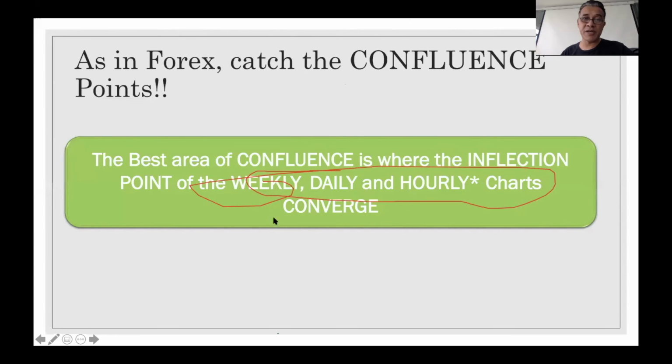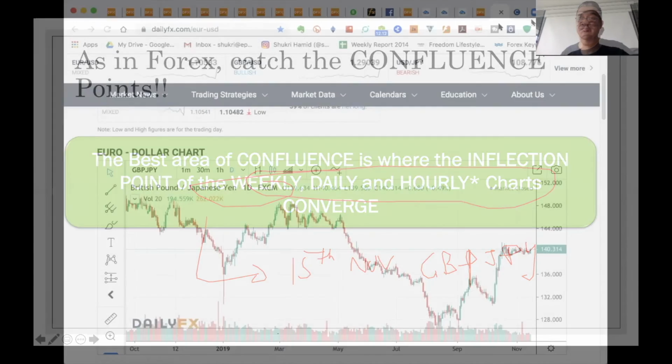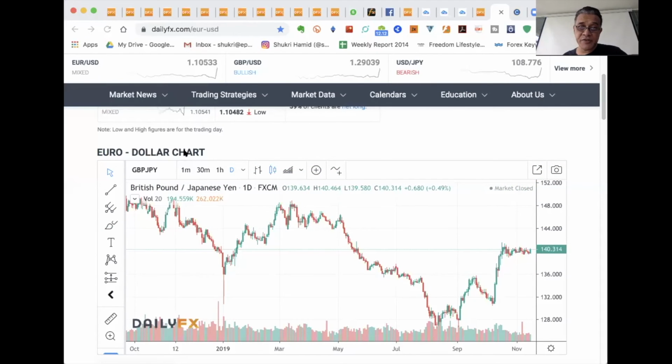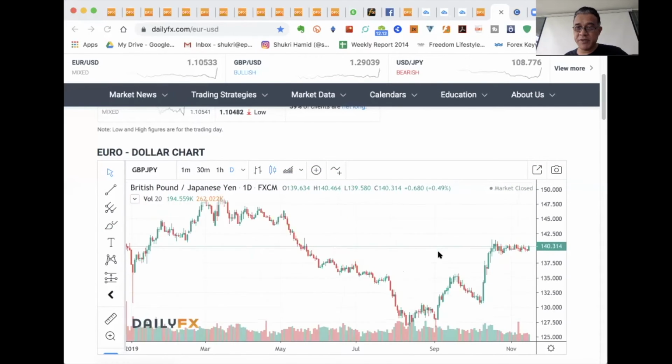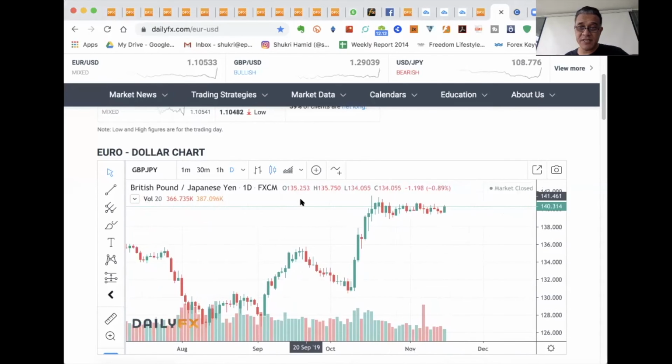I want to show you one example here that I found on the 15th of November. This is regarding GBPJPY, or the pound yen, just to show you how Mutant can help you zoom in to the correct level. So let's take a naked chart here of the pound yen, GBPJPY. This is the daily chart, so let's zoom in on the daily chart here.